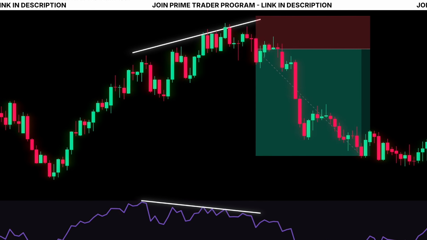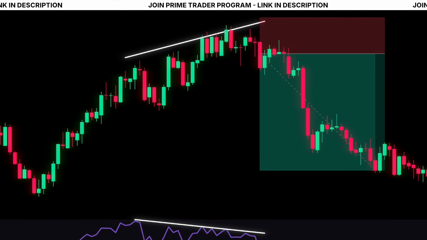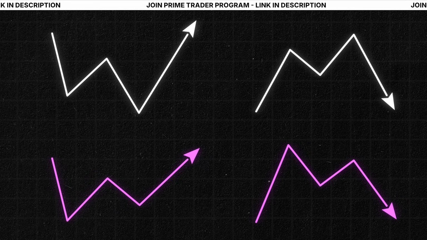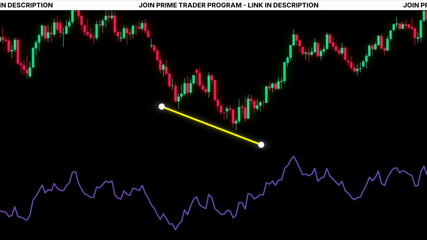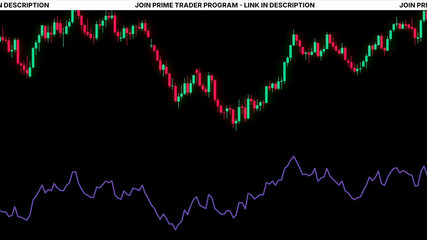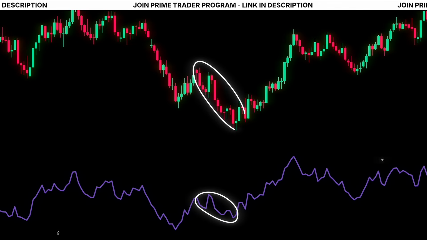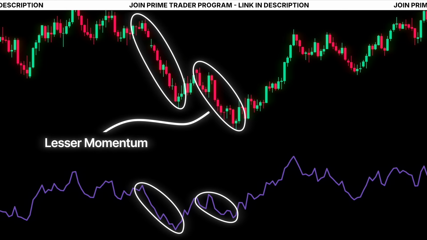However, we can use RSI divergence to identify high probability reversals. A divergence occurs when the price and the RSI move in different directions. A bullish divergence occurs when the price makes a lower low, but the RSI makes a higher low. It indicates that the momentum on the second down move was lesser compared to the first down move. In other words, the sellers have become weak.